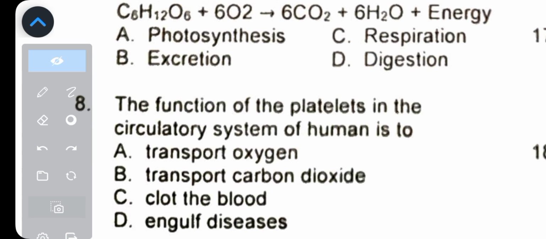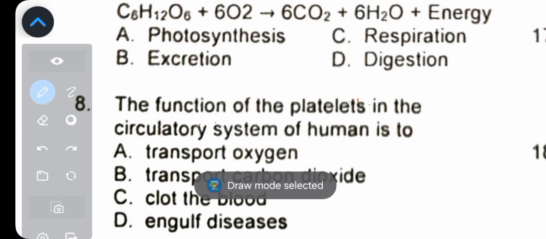The function of platelet in the circulatory system of humans is to A, transport oxygen, B, transport carbon dioxide, C, clot the blood, D, engulf diseases. So the function of the platelet is to clot the blood.